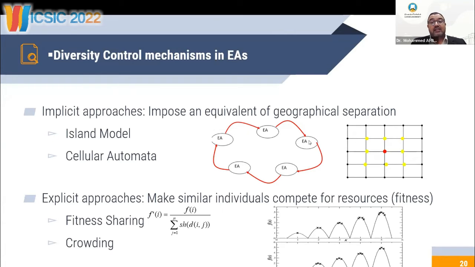evolutionary algorithm. After a specific number of generations, an exchange process happens. In cellular automata, the population or the solutions are arranged as a grid, and this grid has different shapes, and this topology, for example, can be used as a subpopulation. So this is the main solution in the red button, and the yellow is the neighboring solutions, and these neighboring solutions can be considered as the population to be generated.